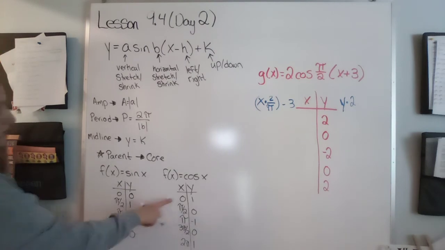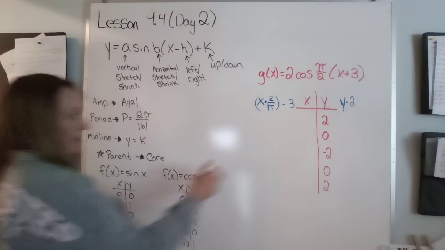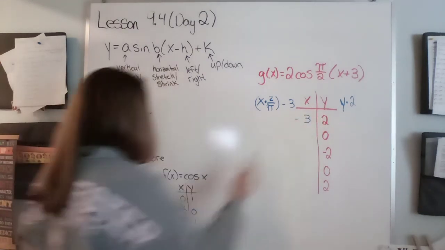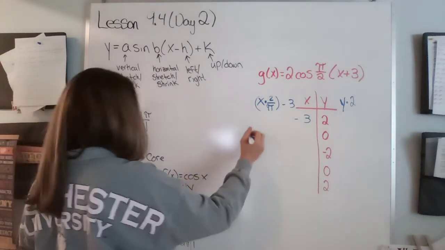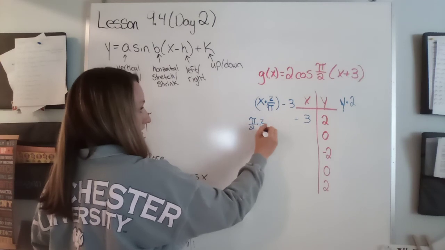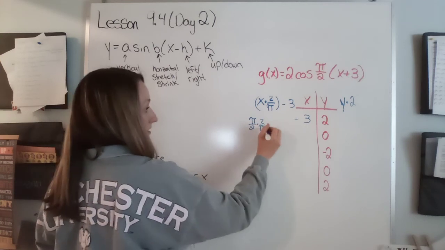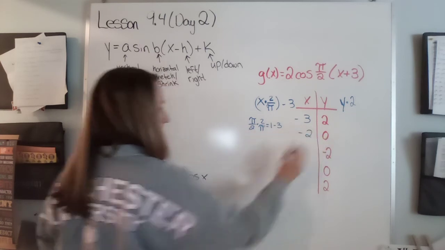Okay? So multiply by 2 over pi, still going to be 0, and then subtract 3. That's negative 3. Multiply this by 2 over pi, and if you need to write it out, you can. So it's pi over 2 times 2 over pi. That's just a 1. And then after you get a 1, you subtract 3 to get a negative 2.